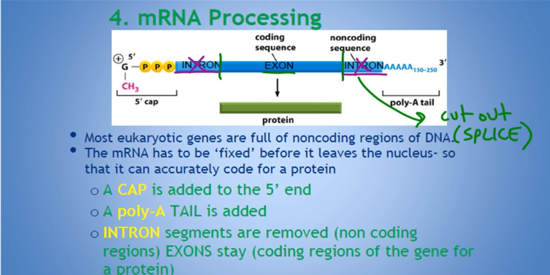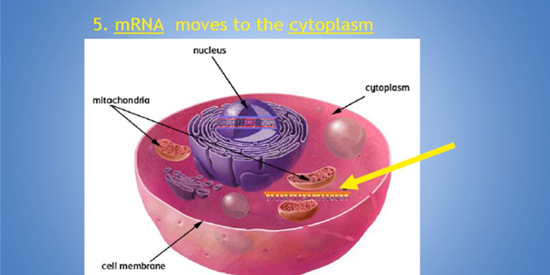And as they are getting prepped, we do have caps and tails to make it an official mRNA. The key thing here is understanding your introns and your exons. Your exons are what's going to be coded. Your introns will eventually be cut out. And we move to the cytoplasm, and in the cytoplasm, this is where translation will occur, which we'll talk about later.